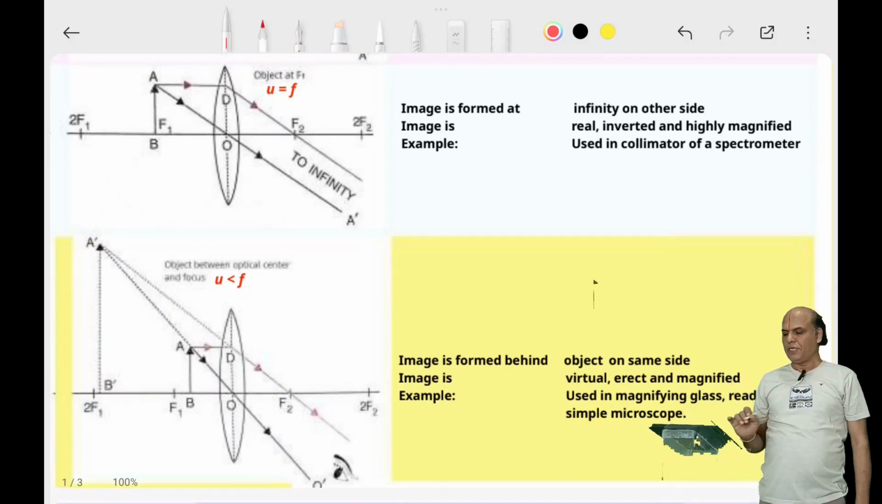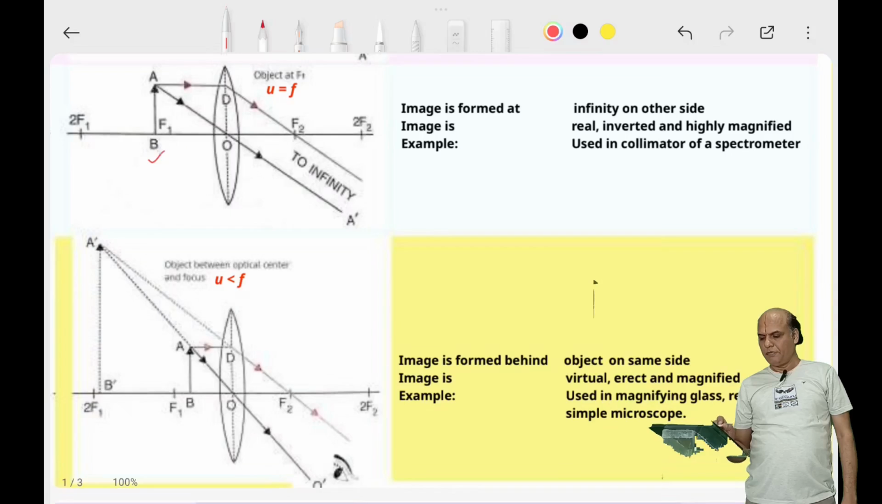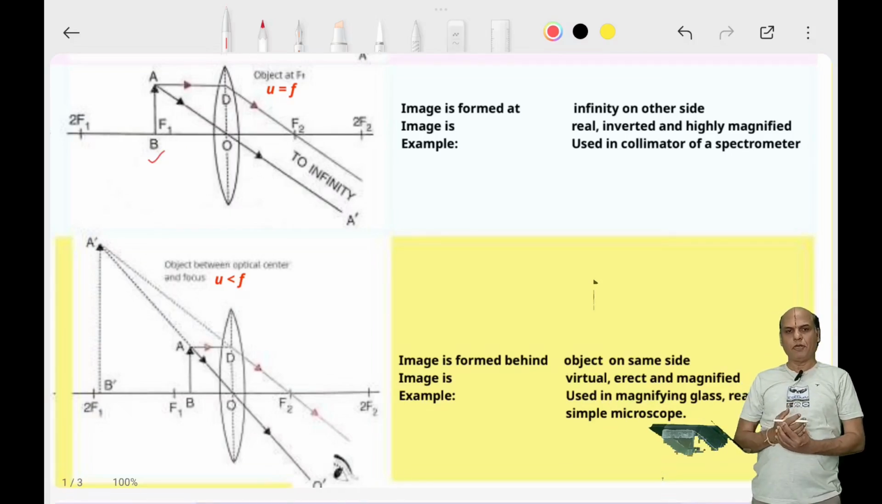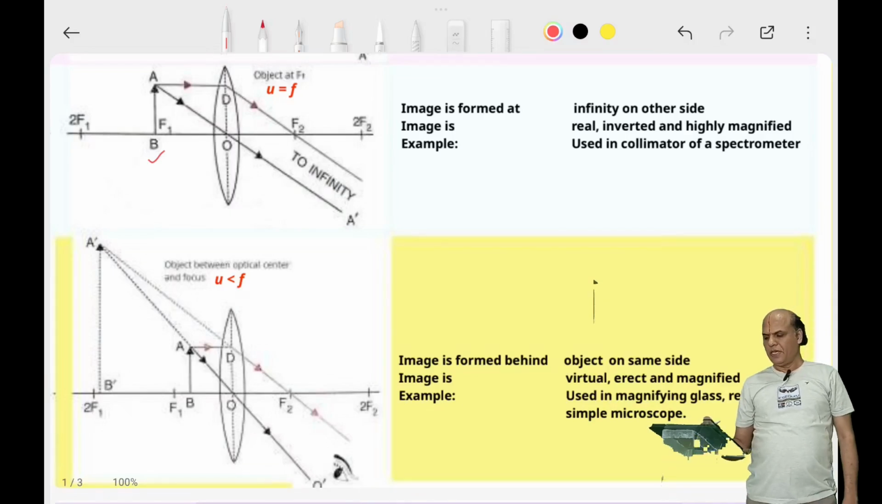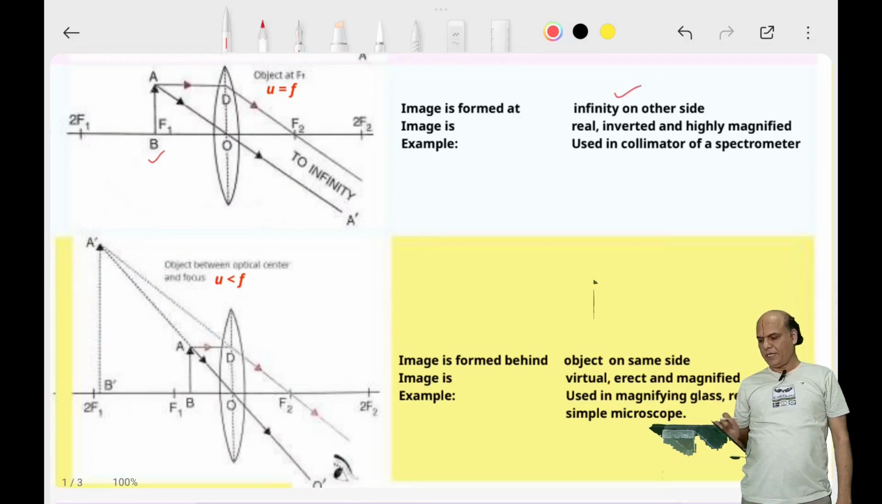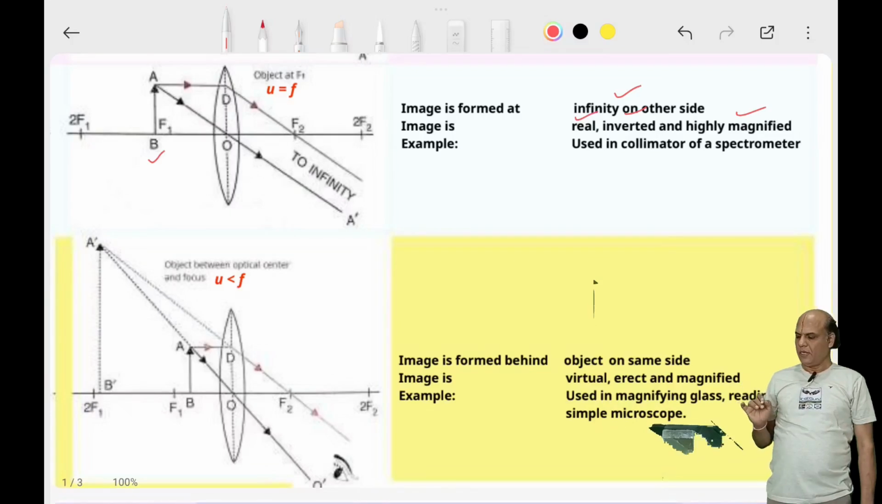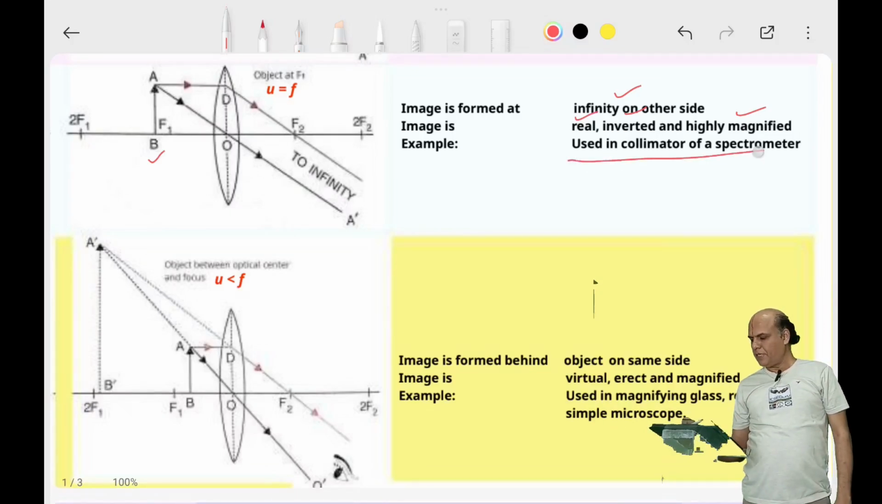Now, when the object is placed at the focal point on the left side, then after refraction, the rays travel parallel to each other. So in this case, a very large image is formed at infinity. Here, if you notice, the image is formed at infinity on the other side. The image is real, inverted, and highly magnified. And such a lens is used in the collimator of a spectrometer.